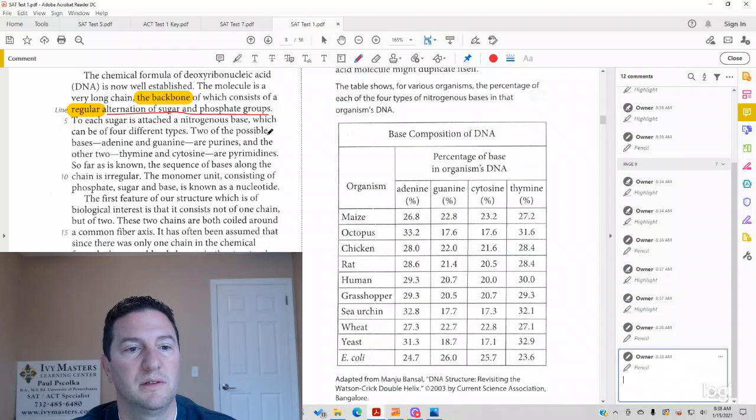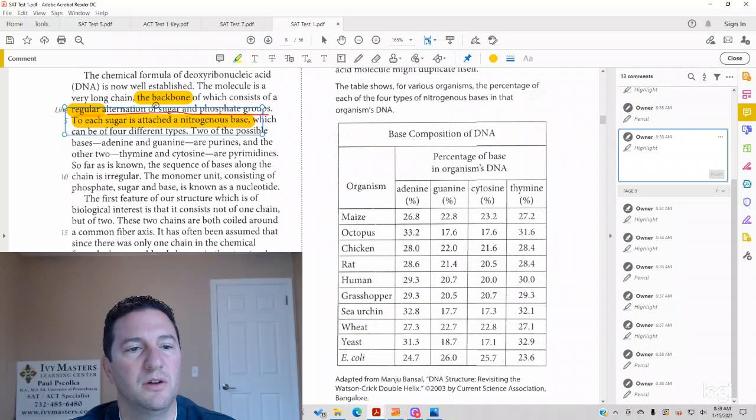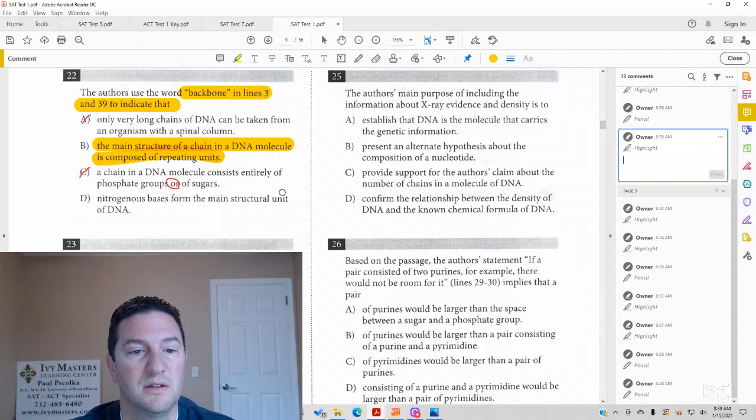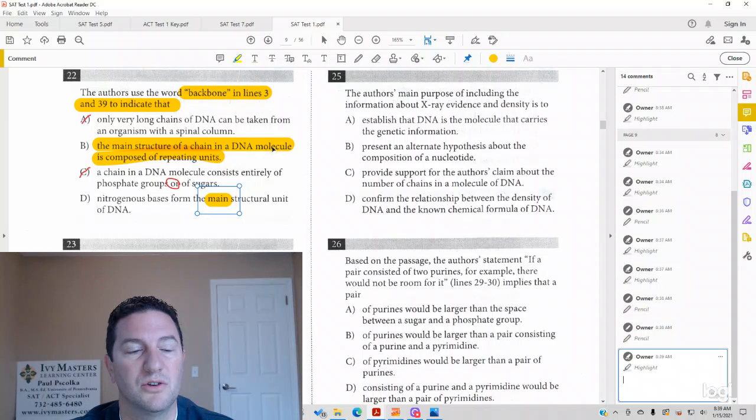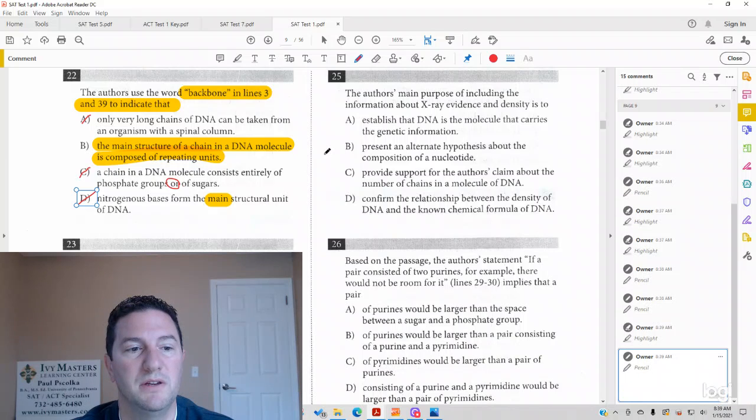Going back, if we read on a little bit more, it says here, to each sugar is attached a nitrogenous base, which can be of 4 different types, and that goes on and on. Well, if it's an alternation of sugar and phosphate groups, and just to the sugar is attached a nitrogenous base, then it looks like only half of it has a nitrogenous base attached to it, just the sugar, not the phosphate. So we couldn't say it's the main structural unit of DNA based on that. Answer choice B is your answer.